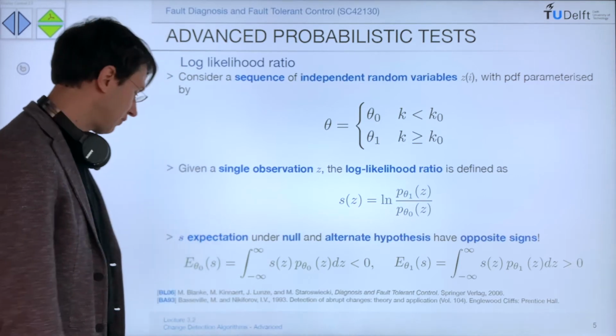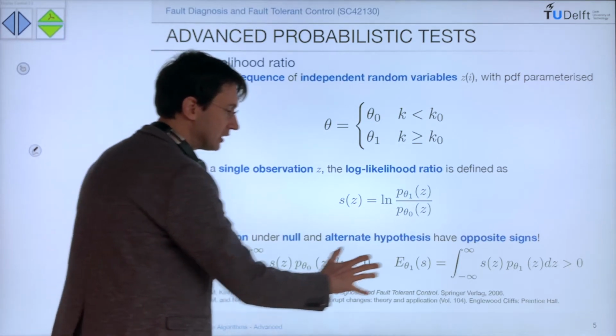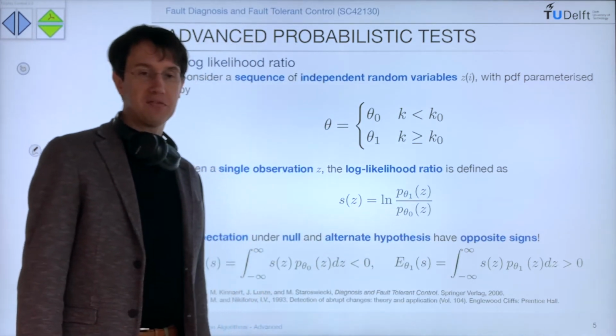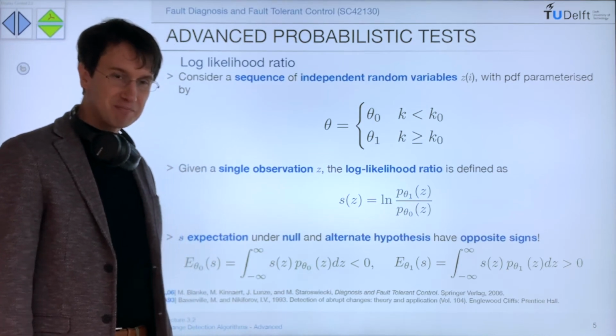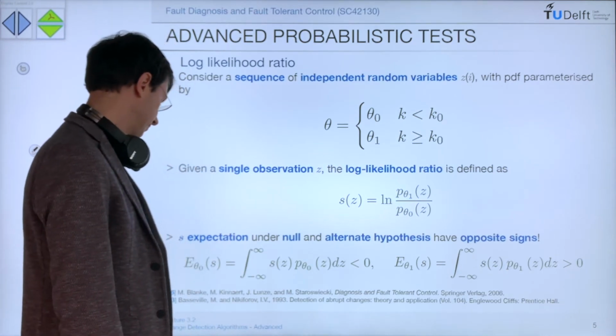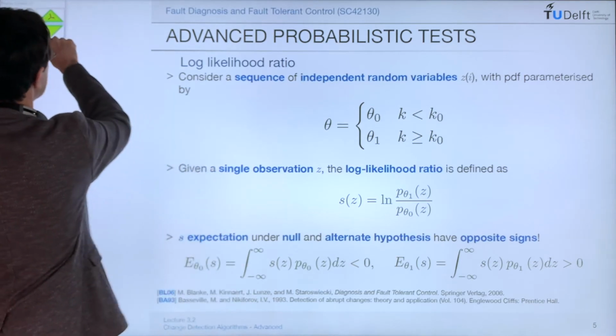Okay, so I guess you already see here the potential to build up a change detection test that is very powerful, because now we have two quantities and we know they have different signs. So it is quite easy to check that. And let us see indeed how to do that.